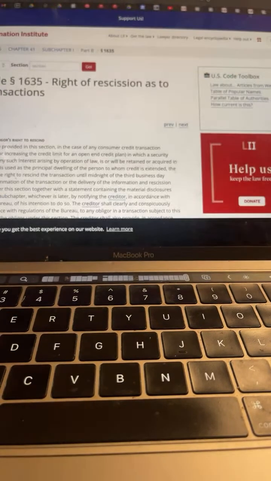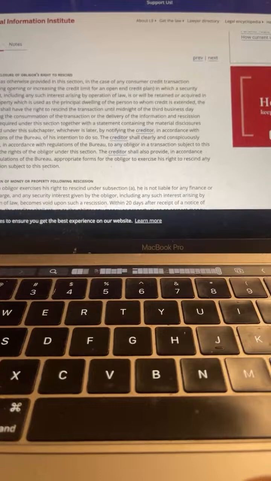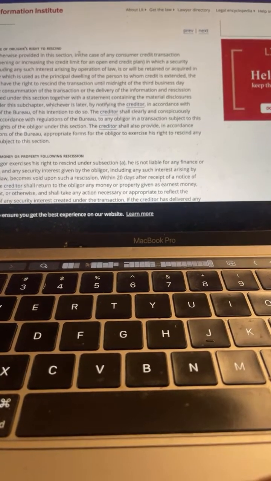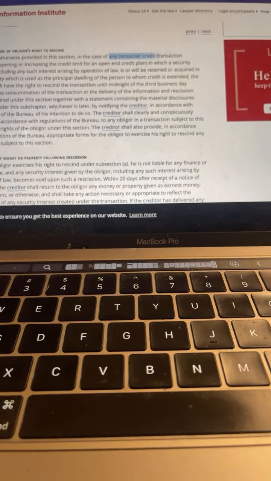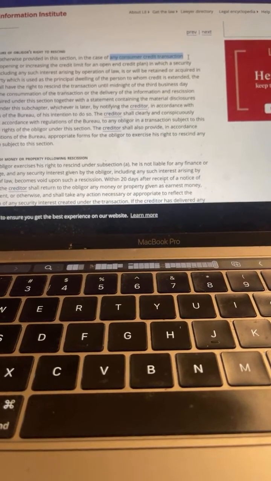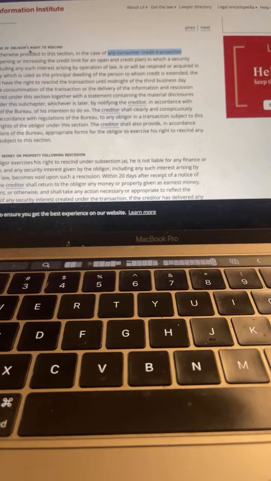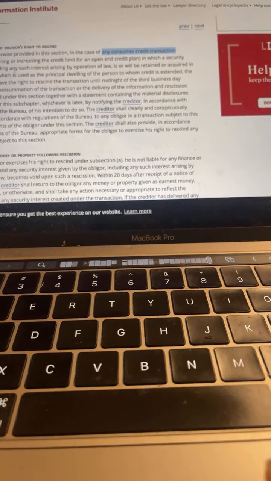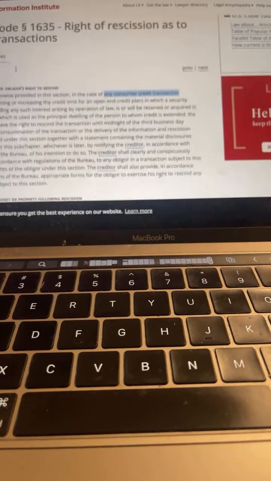While we're waiting, this is the last consumer law code. Let's go ahead and go through this. Except as otherwise provided in the section, in the case of any consumer credit transaction, many people are like, oh no, this is only for mortgages. This is only for mortgages, because right here, let's see, where's it at?